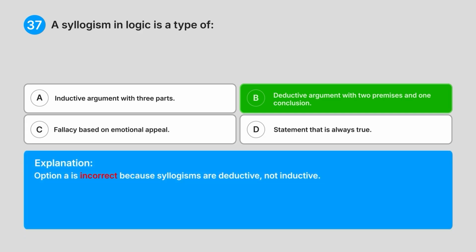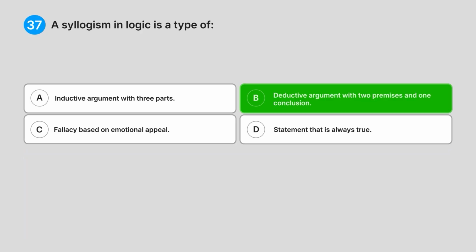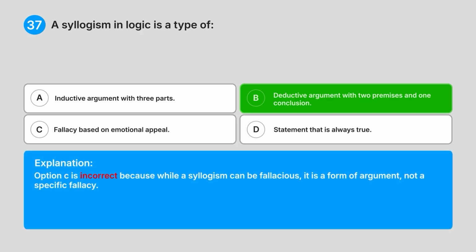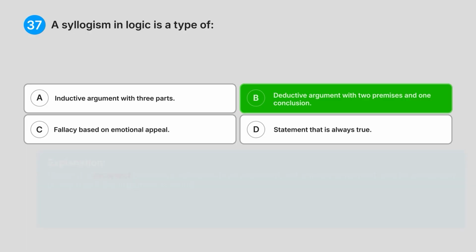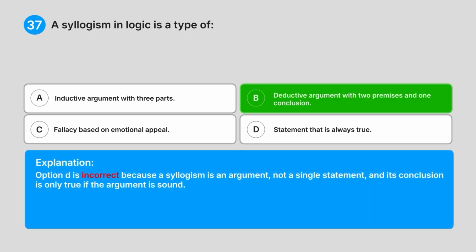Option A is incorrect because syllogisms are deductive, not inductive. Option C is incorrect because while a syllogism can be fallacious, it is a form of argument, not a specific fallacy. Option D is incorrect because a syllogism is an argument, not a single statement, and its conclusion is only true if the argument is sound.